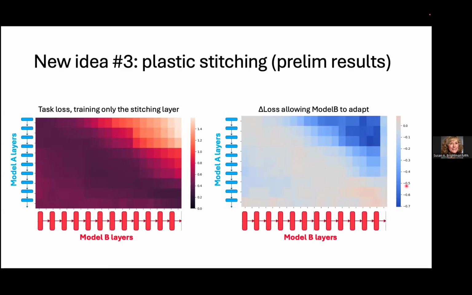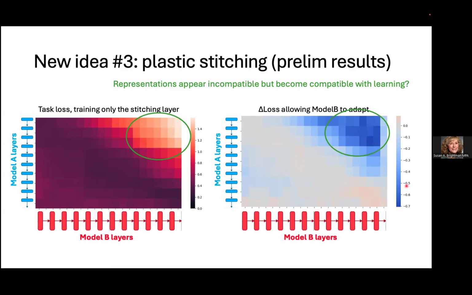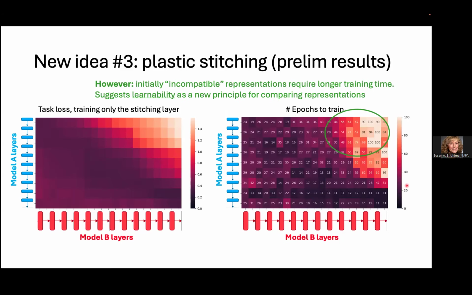Makes sense? And so you might conclude from this that representations in two different systems that initially appear incompatible can become compatible if we allow the systems to adapt to each other. That's an interesting new idea that we're going to be writing up soon. But there's a wrinkle to it, which is that if we ask how long did it take to learn, that region, I'm now showing you a plot of how many training epochs it took to reach that performance. What we see is that in that region of the space where the networks became compatible over learning, that's also the region that took the most training time to reach that point.